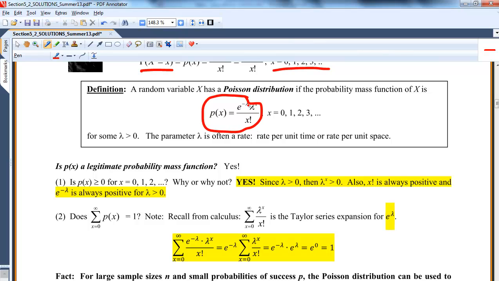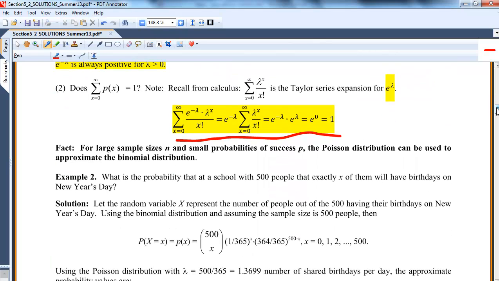It definitely is positive because everything in it is positive. And I'm showing you down here, with a little help from the Taylor series that you also did in calculus, that this sums to 1. Again, I did some fancy maneuvering, but definitely it sums to 1.